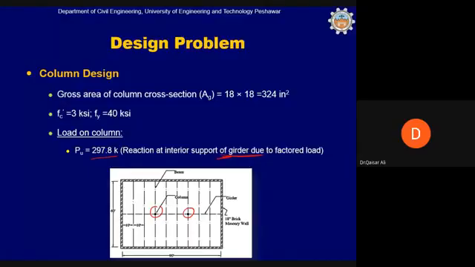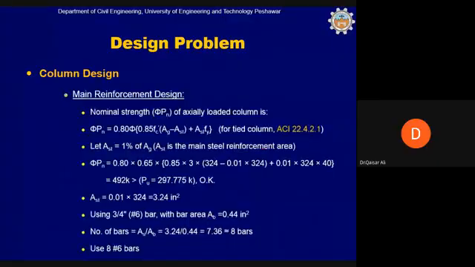Okay, the girder reaction is basically a point load on the girder. This can be calculated from the analysis. You can design this because this is a concentrically loaded column. So from the 1% area, you assume 1% area of reinforcement, and assume the size of the column 18 by 18 inch. Calculate phi PN.